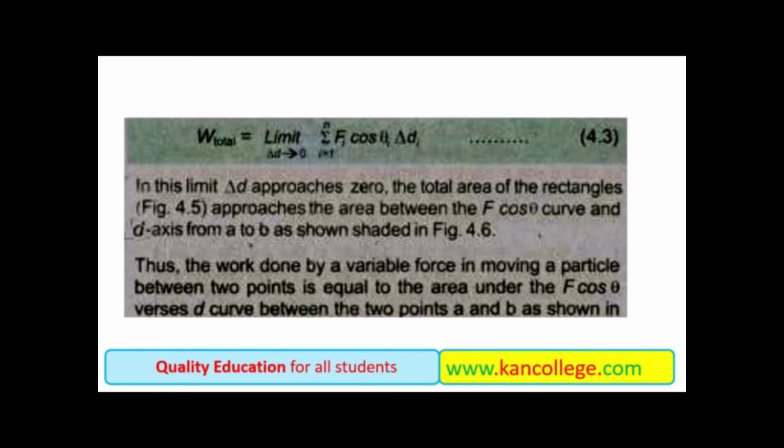And if delta D approaches 0, or we divide the distances into very small, infinitesimally small lengths, then the concept of continuity is introduced. This shows that if the force varies at every point, it is possible to get the total work done by the concept of integration, as the limit delta D approaches 0 with a sigma sign shows that this is the integration.